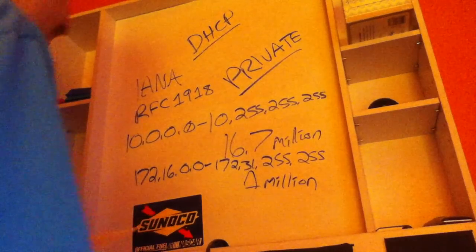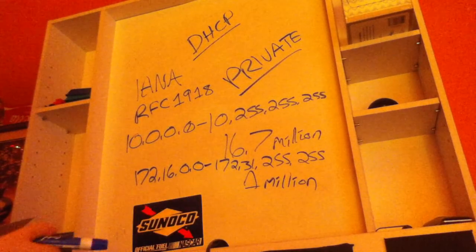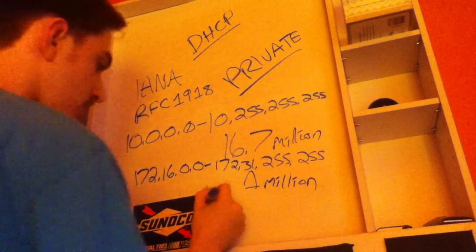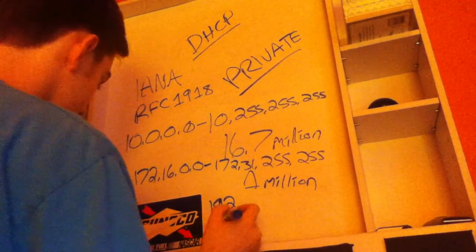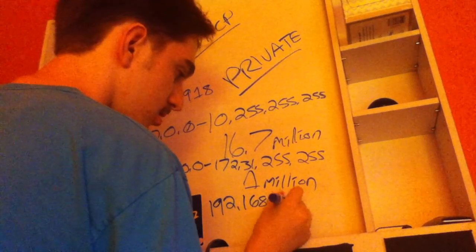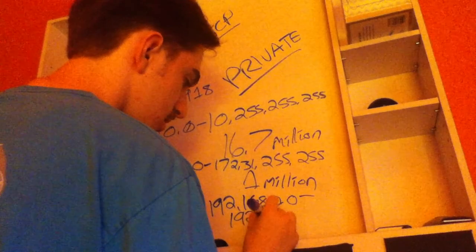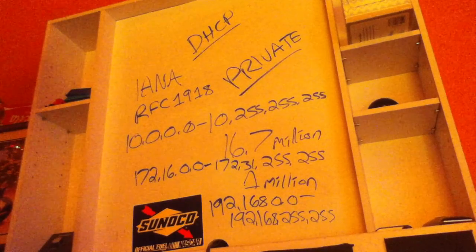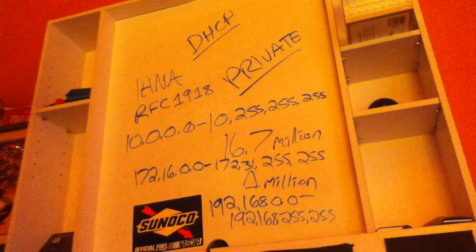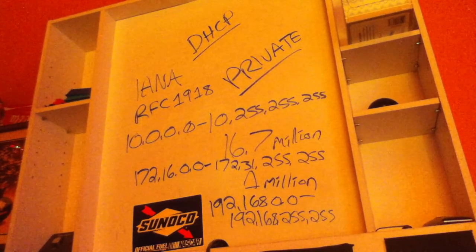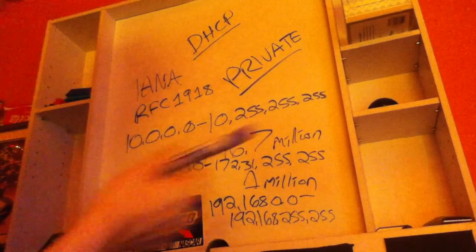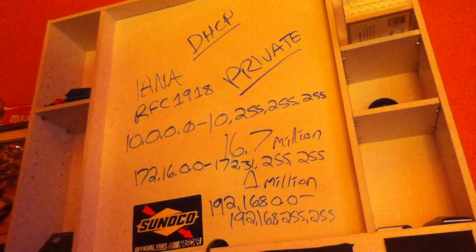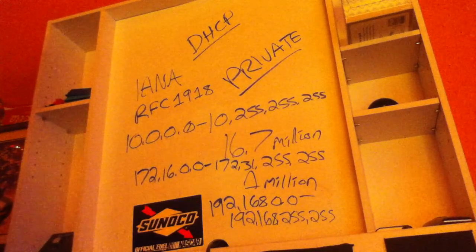Because guess what? There's one more range. Well, one more that's well known, okay? There might be other private ranges. You can check on IANA, they have a website. There's also 192.168.0.0 to 192.168.255.255. You probably all are like, oh yeah, I know this one. How many possible IPs are on that? I don't actually have it written down, but you can calculate. So, there's your three main private ranges.